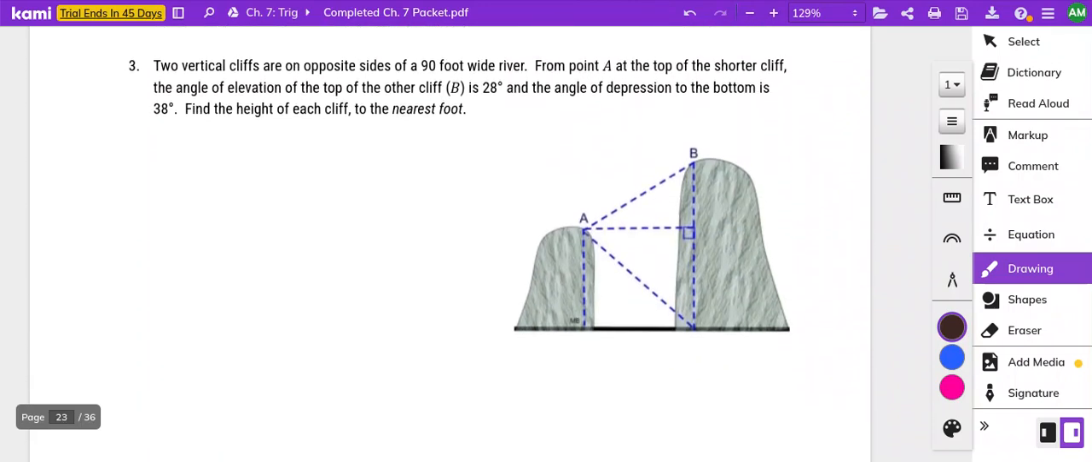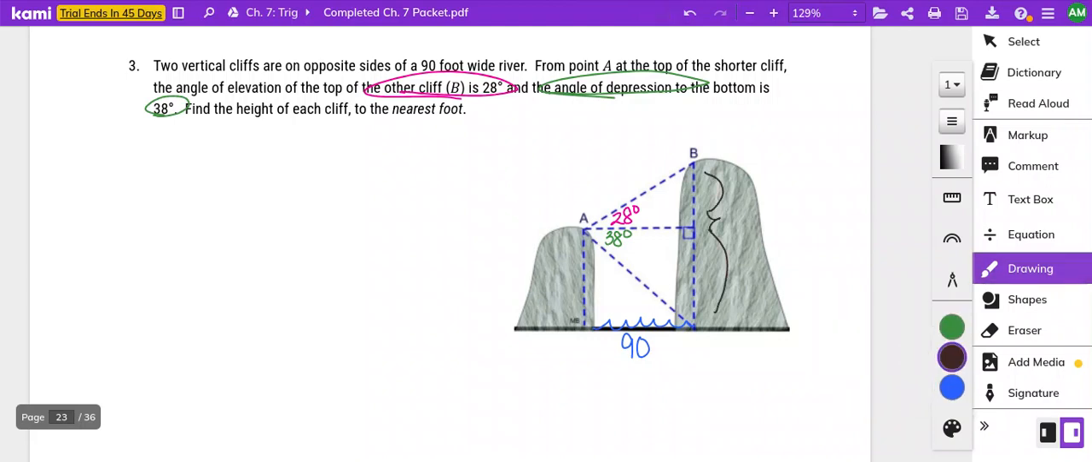So here we have two vertical cliffs on the opposite sides of a 90-foot wide river. So here's our river. It is 90 feet across. From point A on the shorter cliff, the angle of elevation to the top of the other cliff is 28 degrees. And the angle of depression to the bottom of the cliff is 38 degrees. So this is when we might want to put that 38 right there in that triangle. Then it says we need to find the height of the cliffs.